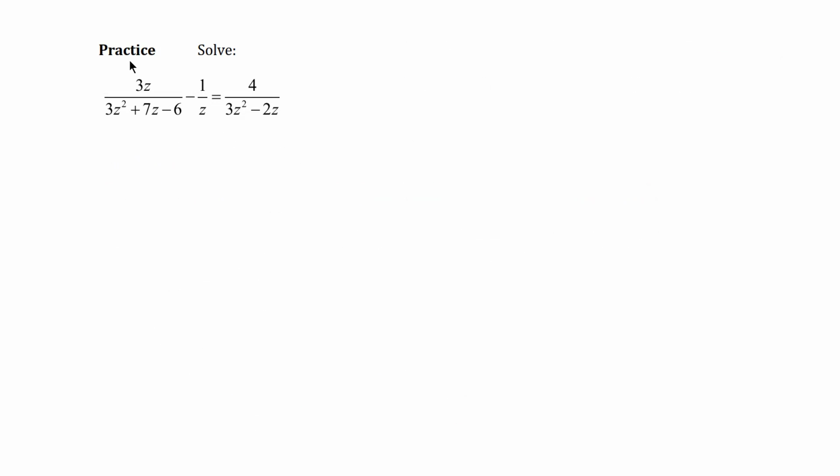Next, we have a practice problem for you to solve. We have the rational equation 3z over 3z squared plus 7z minus 6 minus 1 over z equals 4 over 3z squared minus 2z. Alright, so go ahead and pause the video, take your time working out this problem, and then check back with the video to see the solutions.